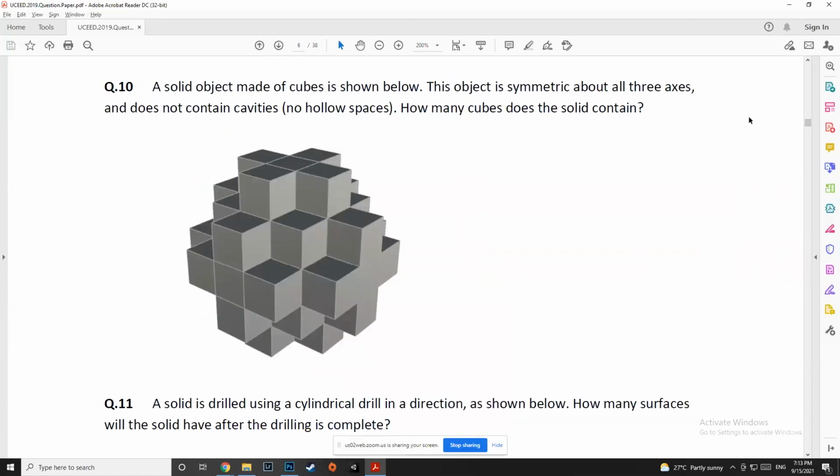Okay. Now, again a counting question. First we did shape counting, then we did surface counting. Now we're doing 3D shape counting, form counting. So a solid object made of cubes is shown below. The object is symmetric about all three axes and does not contain any cavities. How many cubes does the solid contain?